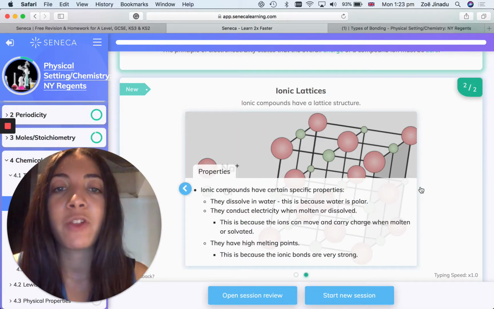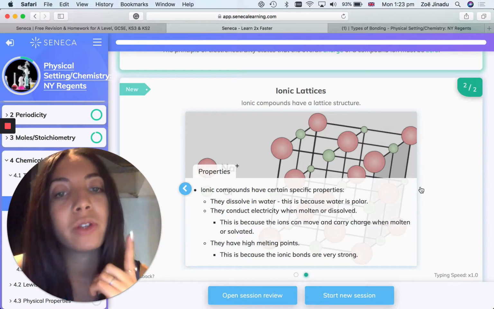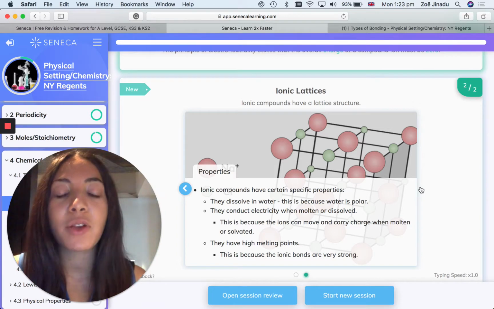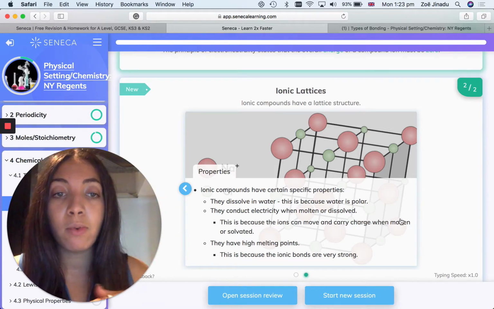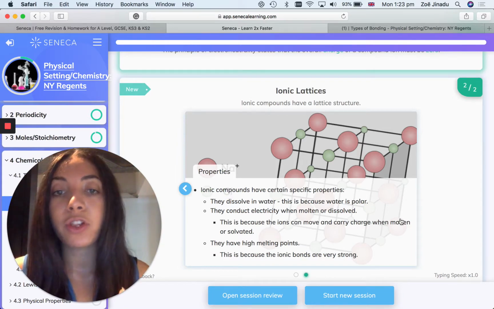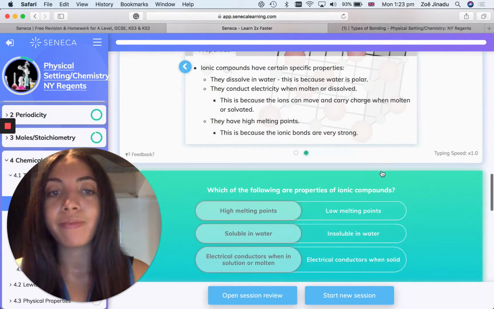Ionic compounds have specific properties, so listen up. They dissolve in water. This is because water is polar. They conduct electricity when molten or dissolved. This is because the ions can move and carry charge when molten or solvated. They also have high melting points because the ionic bonds are so strong.